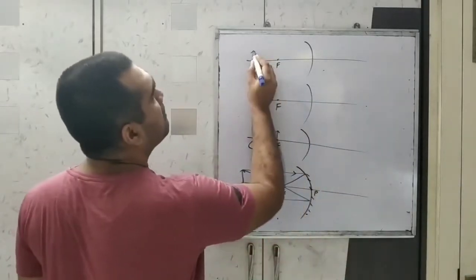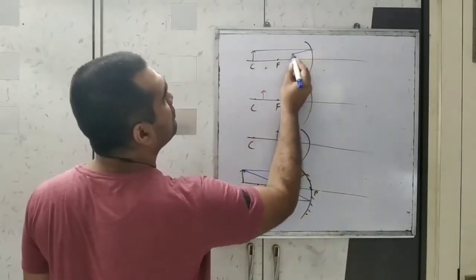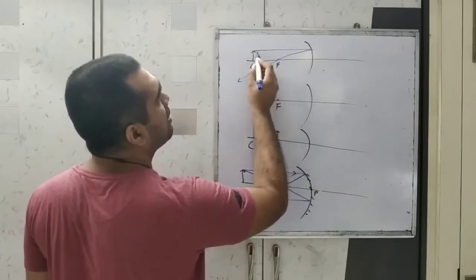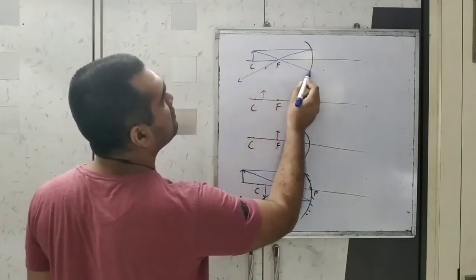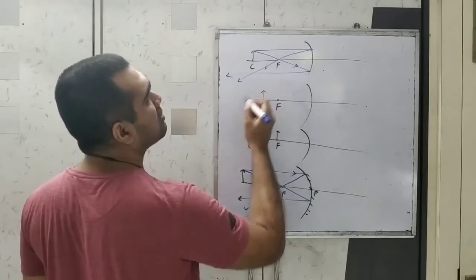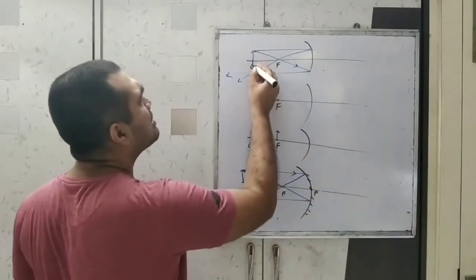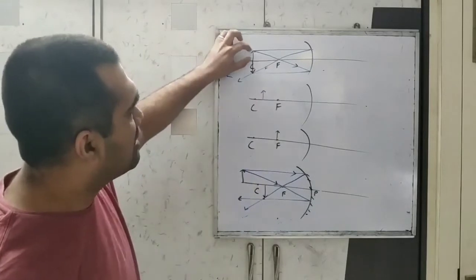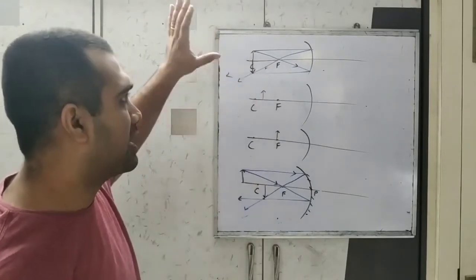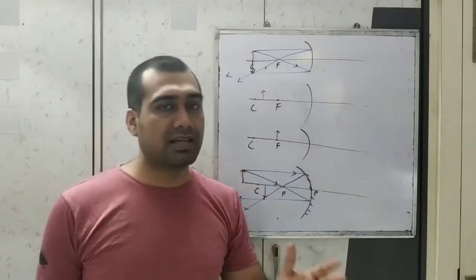So, ray of light parallel will pass through focus, and ray of light passing through focus will become parallel. So where do they meet? Exactly at C. It has to meet exactly at C. Object size and image size is exactly the same. Location at C, it's a real image. Same size, inverted image.